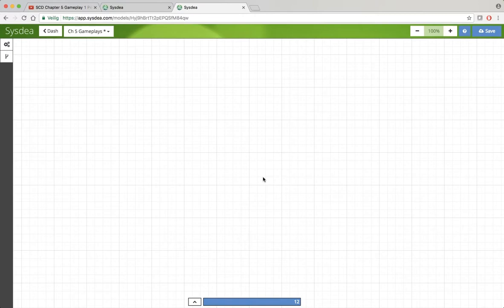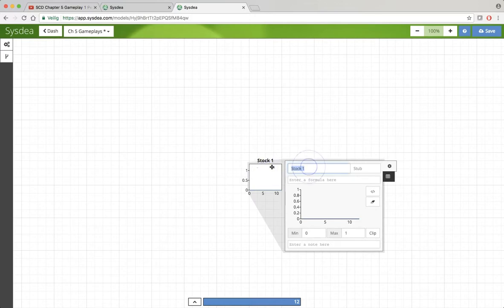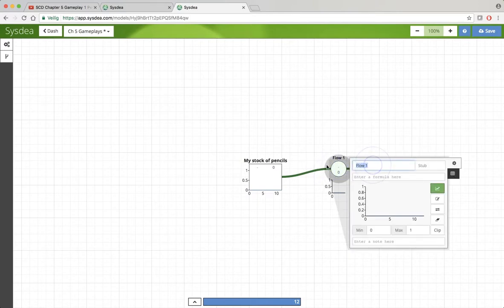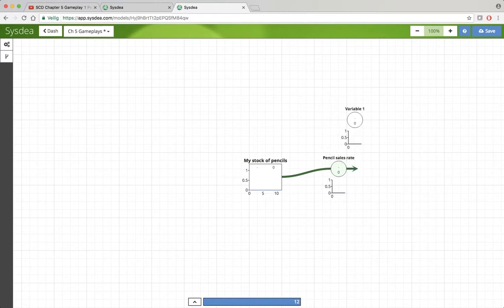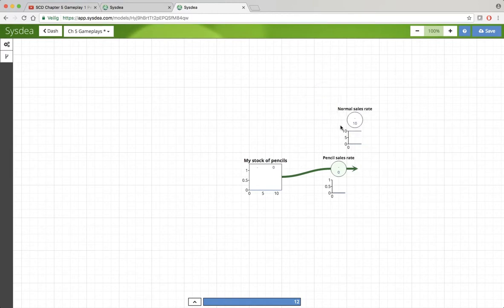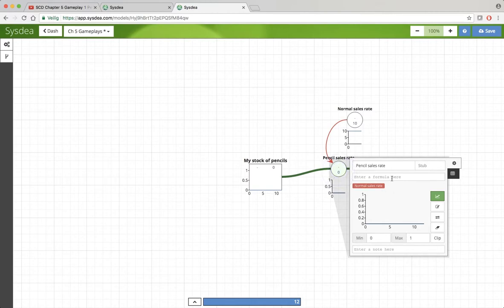Well, I have a stock of pencils. And I sell pencils. So this is the pencil sales rate. And let's say that there is a normal sales rate of 10 every day, every time period. Around 10 people come and buy pencils from me.